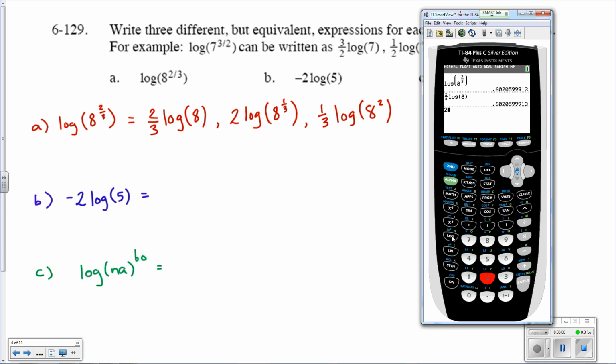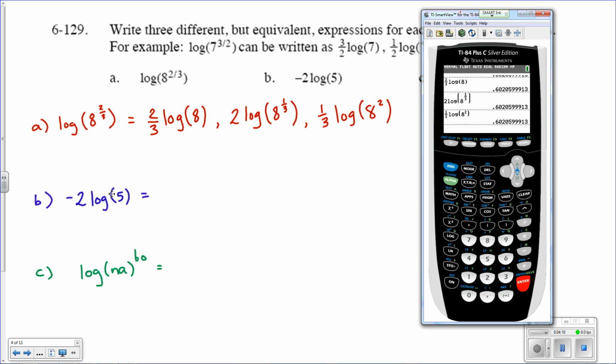Same thing here, 2 times the log of 8 to the power of 1/3. And you can just do 1 divided by 3. I just wanted to show that, in case somebody doesn't know how to create fractions on their calculator. Do we get the same thing? Yes, we do. And then the last one, we'll check it also. So y equals 1/3 times the log of 8 squared. And enter, and you'll see every one of those has the same value, so they are all equivalent there.